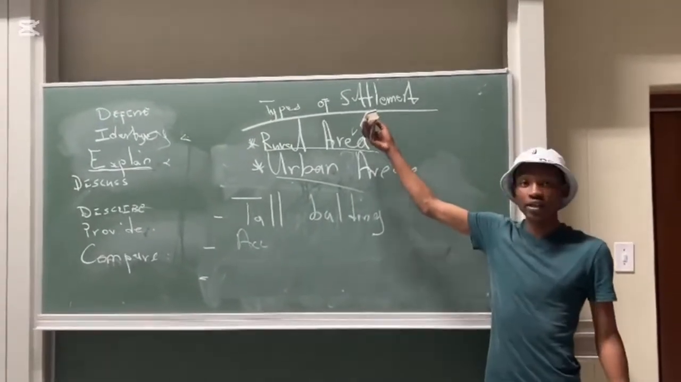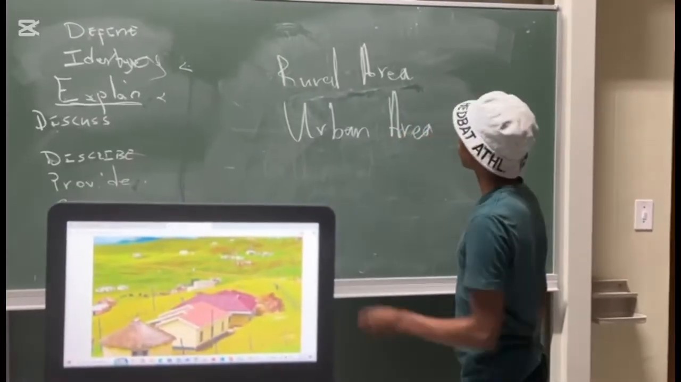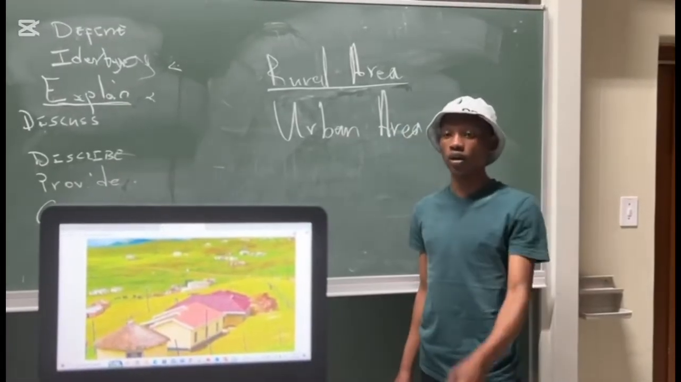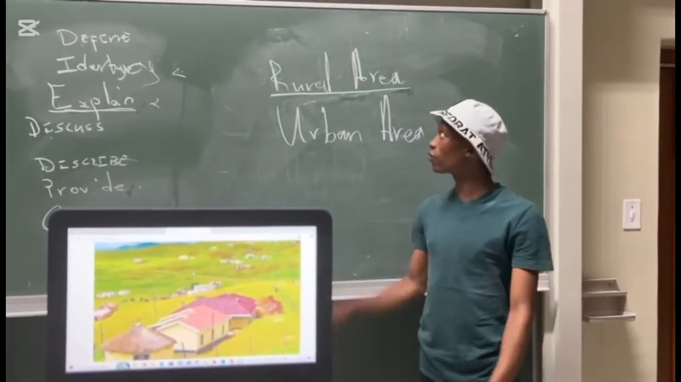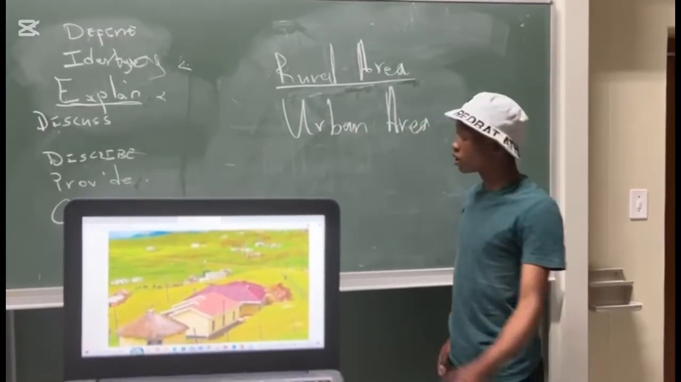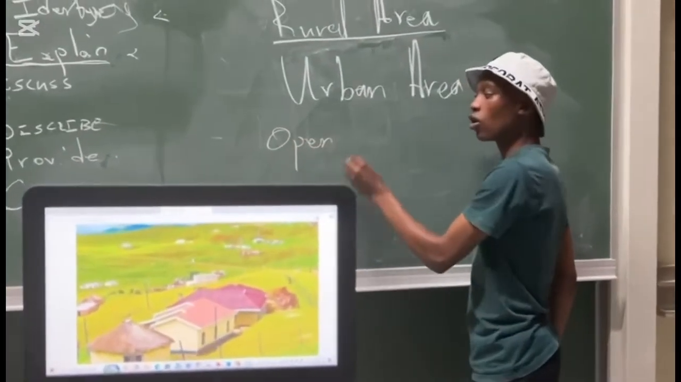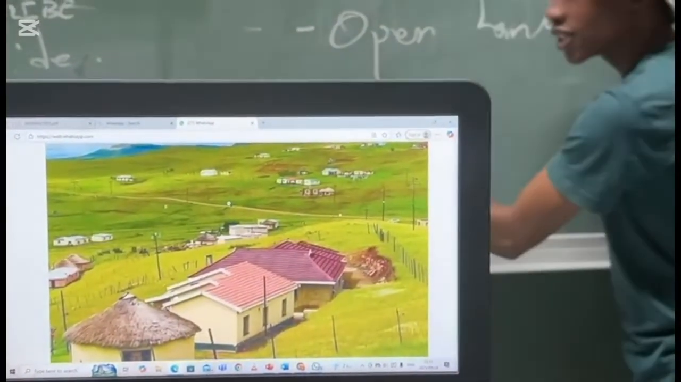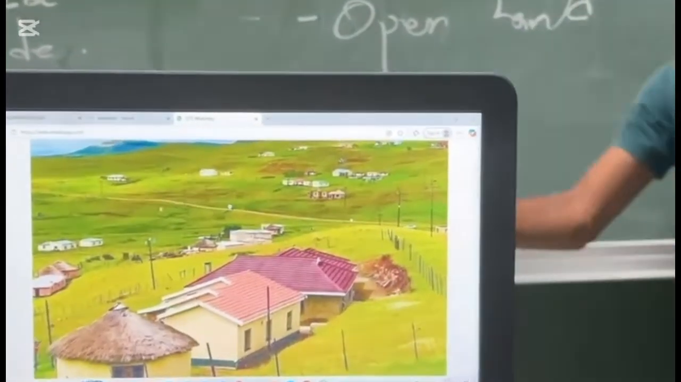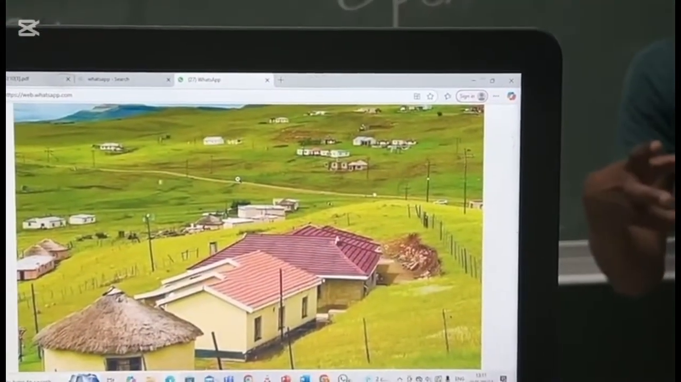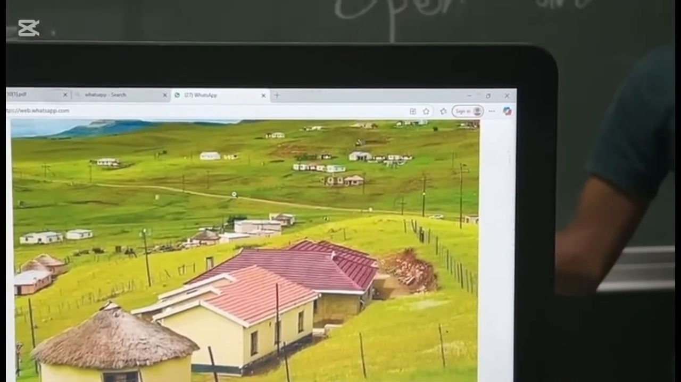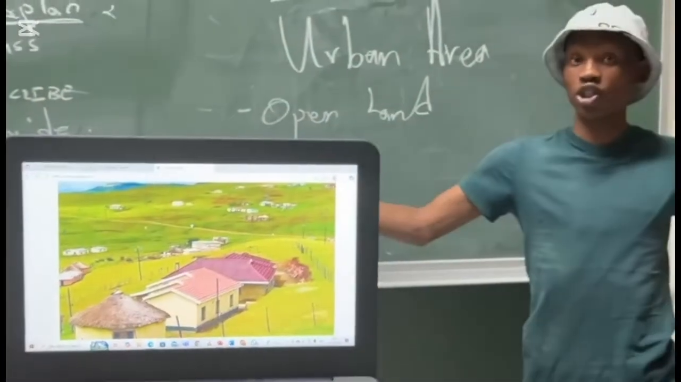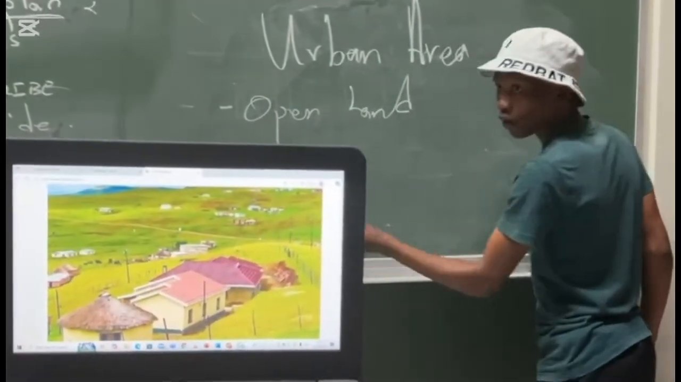Okay, guys, as we have already explained what a rural area is, I have already demonstrated the picture of a rural area. Like I said, you can see there is open land for farming. There are fewer buildings. As we can see, those buildings are far apart from each other. They are dispersed, apart from each other.